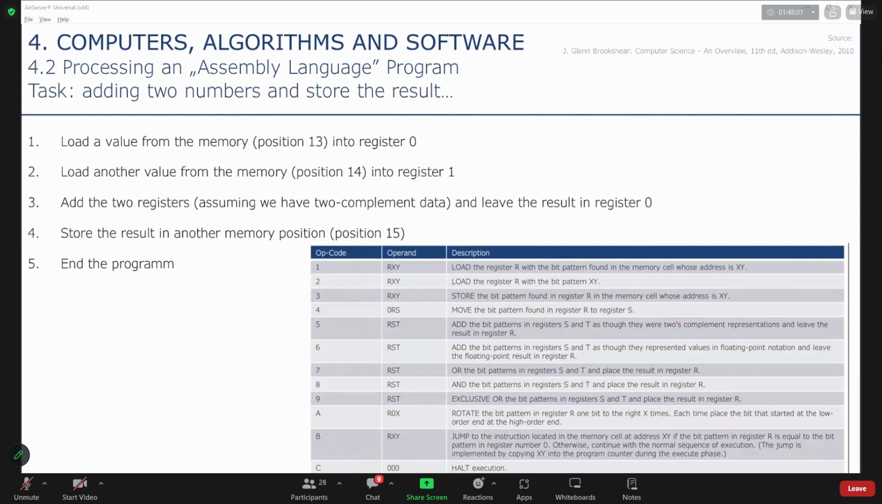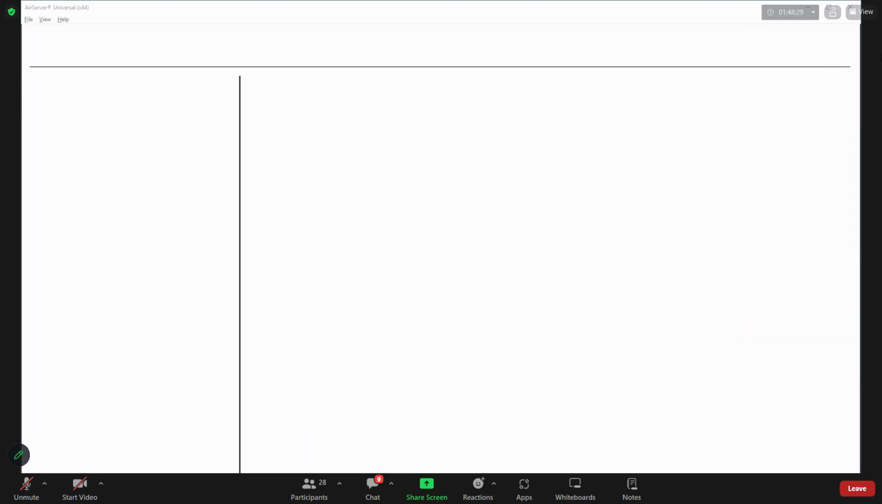Any ideas? So the command that we need is this load command. Load the register R with the bit pattern found in the memory cell whose address is XY. In our case, it is position 13, and we want to load into register 0. So we can note here: load the register 0 with the value found in memory cell 13.